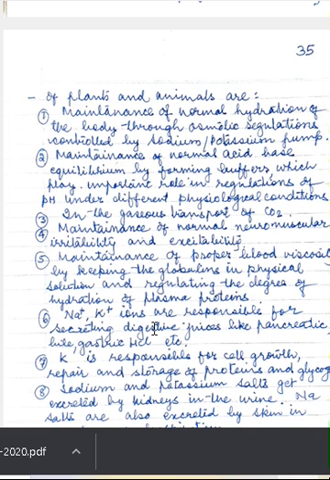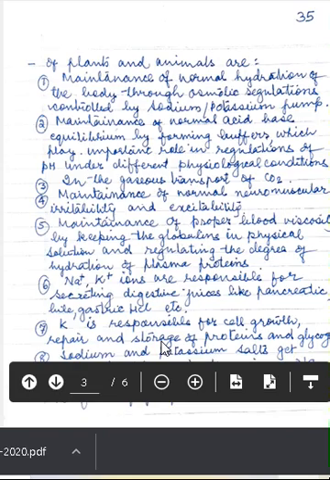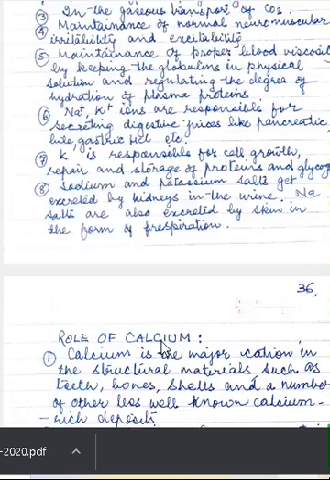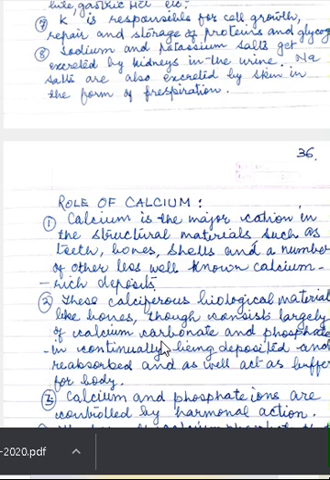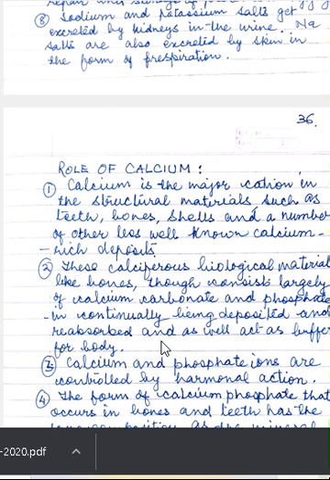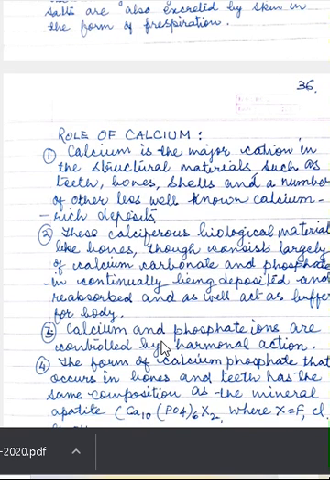Maintenance of proper blood viscosity by keeping the globulins in physical solution and regulating the degree of hydration of plasma proteins. Sodium and potassium ions are responsible for secreting digestive juices like pancreatic, bile, gastric HCl, etc. Potassium is responsible for cell growth, repair and storage of proteins and glycogen. Sodium and potassium salts of proteins are excreted by the kidneys in the urine. Sodium salts are also excreted by the skin in the form of perspiration.